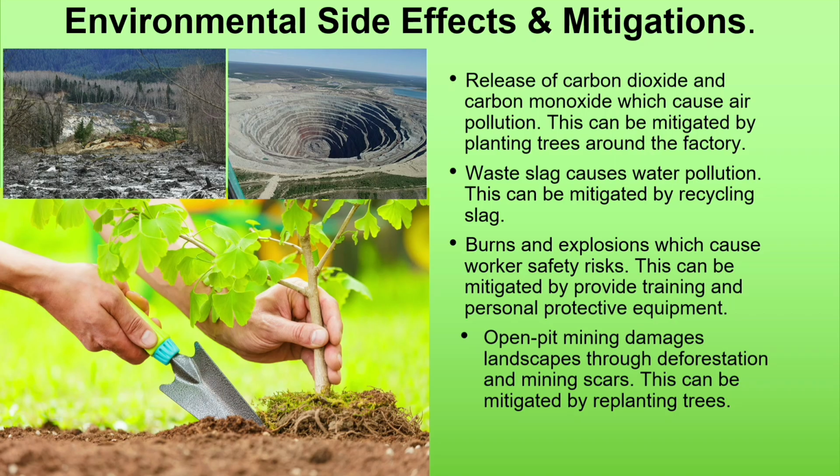Every good thing has a side effect. For iron extraction, the release of carbon dioxide and carbon monoxide causes air pollution, and this can be mitigated by planting trees, as you see in the picture there. You can start from your school. Waste slag causes water pollution, and this can be mitigated by recycling slag. The slag is in the picture up there.